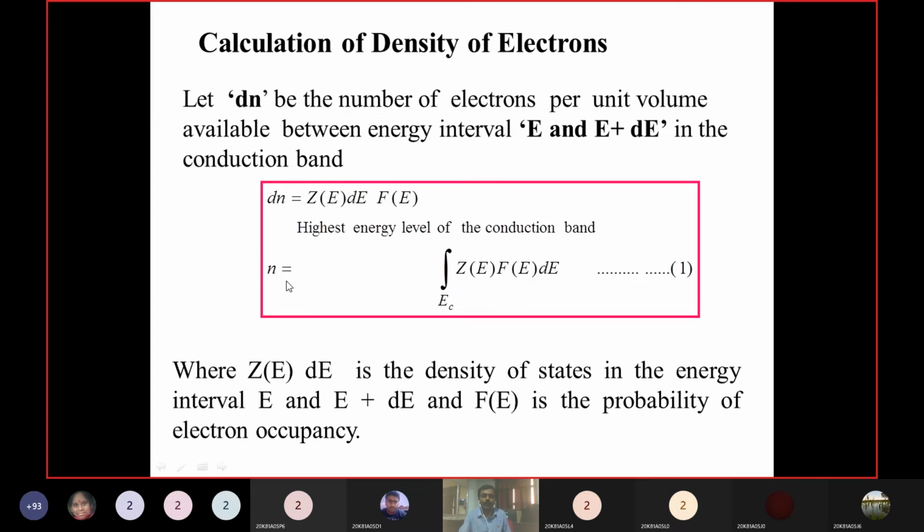Now if you want the total number of electrons, we have to integrate from the lower limit to the upper limit. What is the lower limit of the conduction band? Ec. The upper limit of the conduction band is infinity. So to calculate the total number of electrons, N is equal to the integration from Ec to infinity of Z(E) F(E) dE. This gives the total number of electrons.